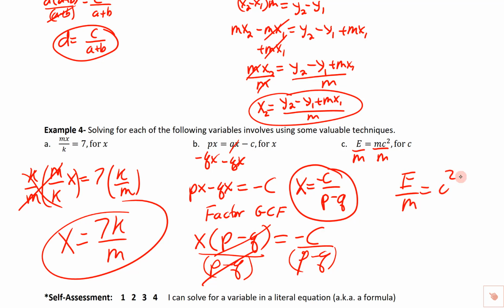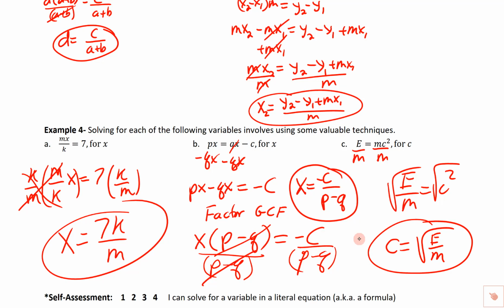And then this goes back to something that we've talked about several times this year and last year. How do we get rid of squaring? What undoes squaring? Well, we're going to take the square root of both sides. So I'm going to take the square root of this side and take the square root of that side. So here's what we end up with: c equals big square root and then capital E over m.